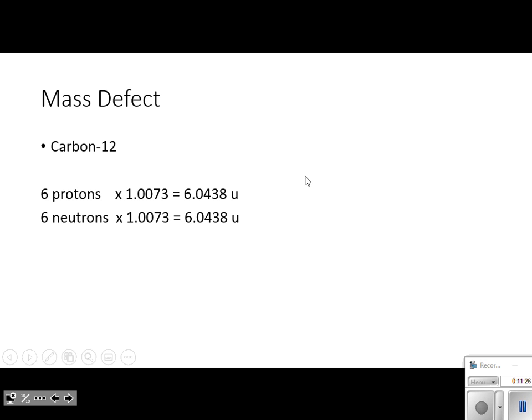which is not correct there, because a neutron is what, 1.0087? Is that what I said? I believe it's 1.0087. So what I'm going to do here, all right, here we go again. Now I have that corrected to give the correct value. The 6 neutrons times 1.0087 gives me 6.0522. So when I added those together, the total for the nucleons came up to 12.0960.